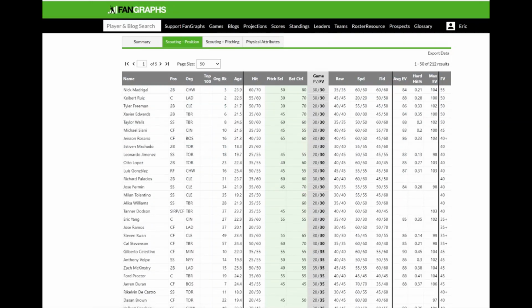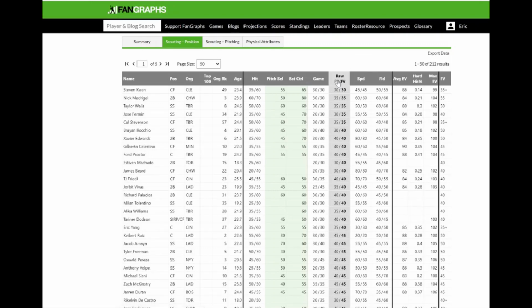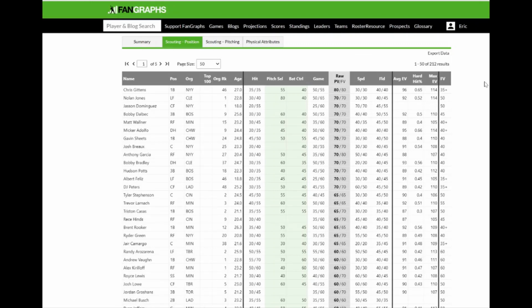Let's talk about power. You see I have game power. There's the tooltip for game power. And you see I have raw power. There's the tooltip for raw power. Raw power is what it is. It's graded visually. For some of the players, it might be aided by the high end of their exit velocities, which are also here on the right side of the board.